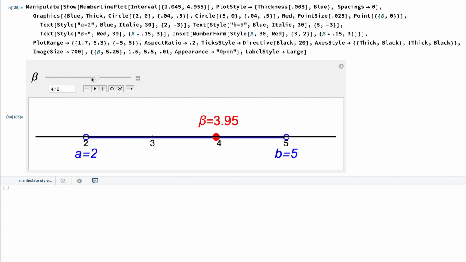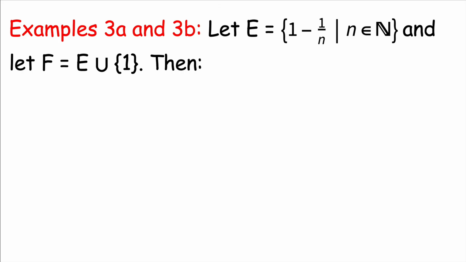On the other side of the interval, 2 is indeed the greatest lower bound. It is the inf. Anything less than 2 is a lower bound, but not the greatest lower bound. Anything bigger than 2 is no longer a lower bound of E. The next two examples are related, so I'm calling them examples 3a and 3b.